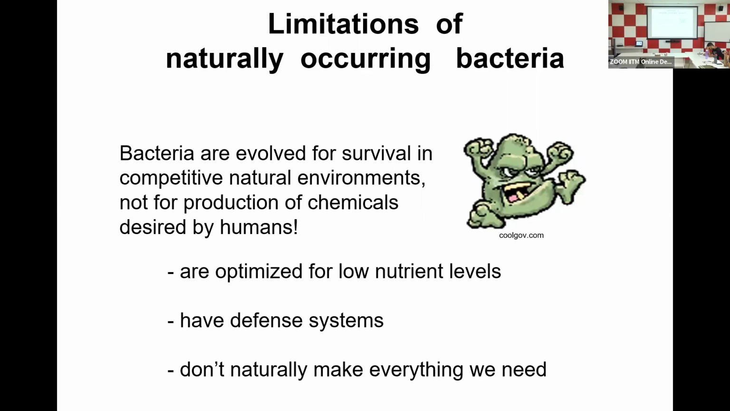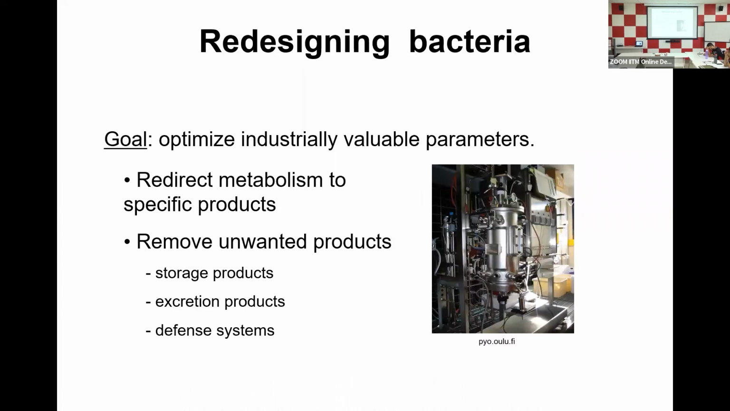So there are some downsides. The main downside, as I said before, is that they evolved to do their own agenda, and therefore they are evolved for surviving, not for doing what we want them to do. And in many cases, they are optimized for low nutrient levels because in the environment they don't have plenty of nutrients. They have different systems, and they naturally don't make, for the most part, the things that we need. Therefore, in many cases, the idea is to start with an existing bacterium and then redesign it to optimize it, even for meeting specific industrial parameters.